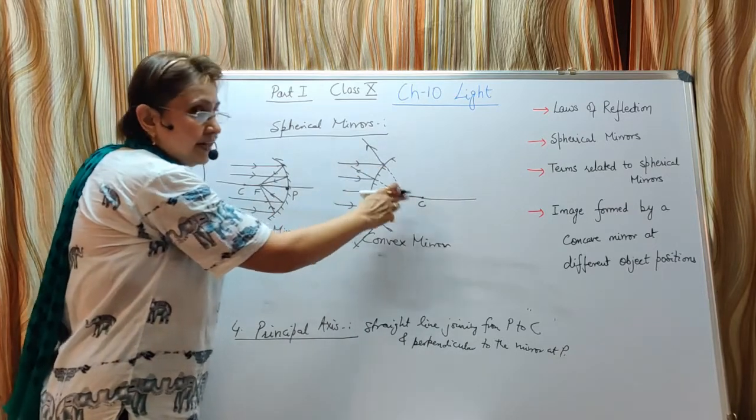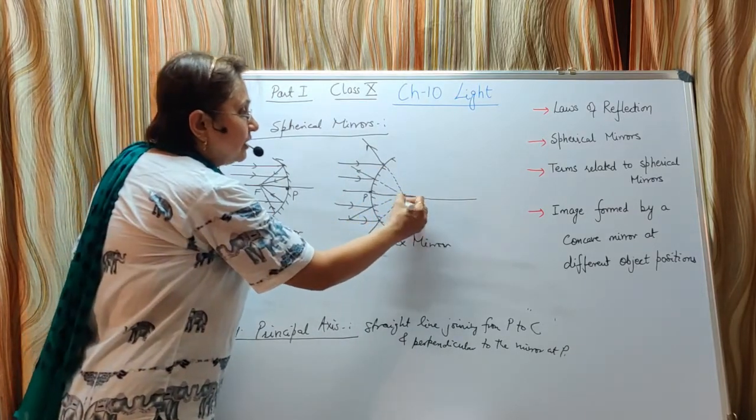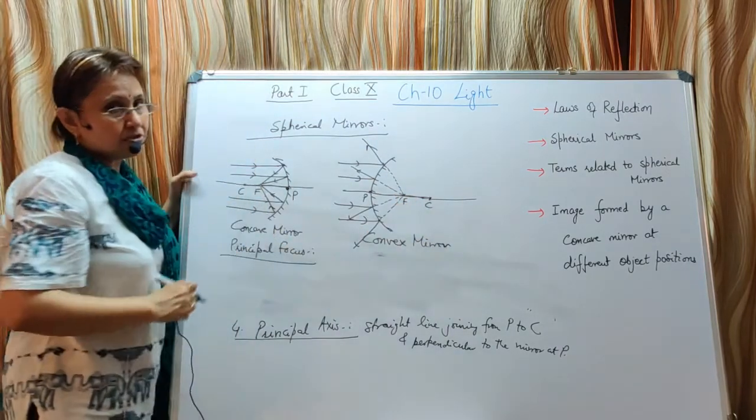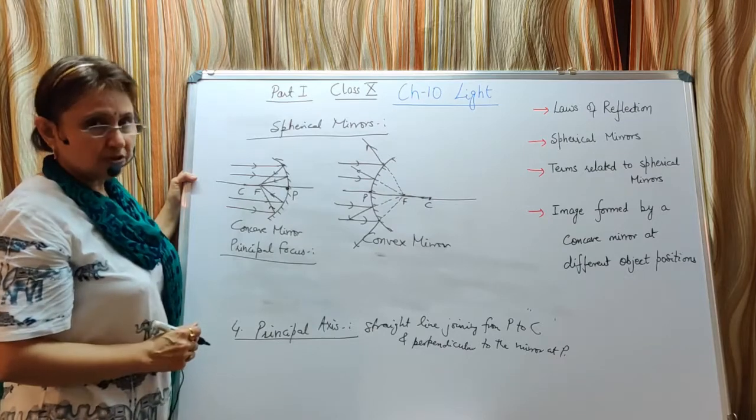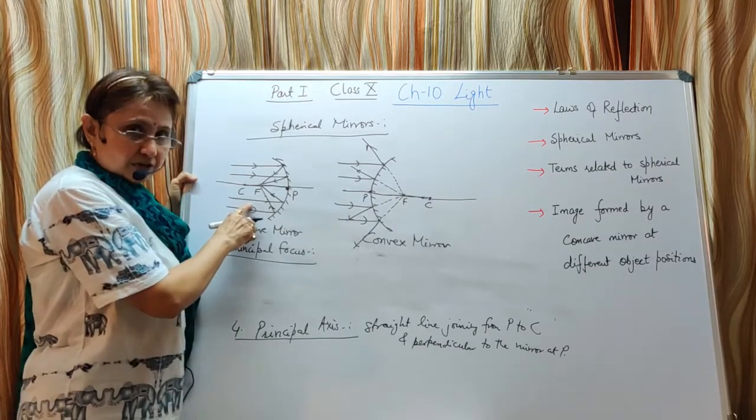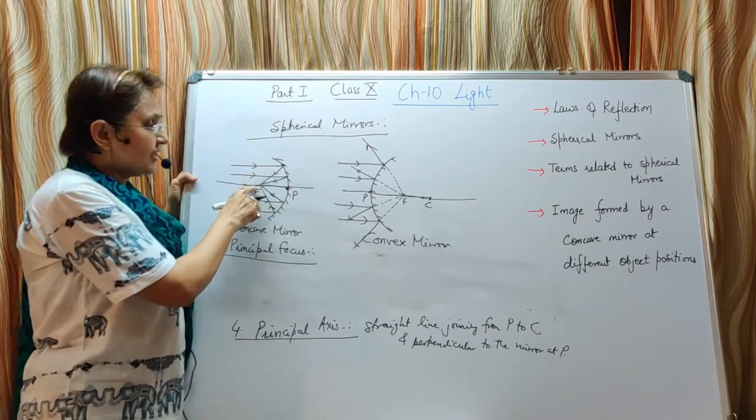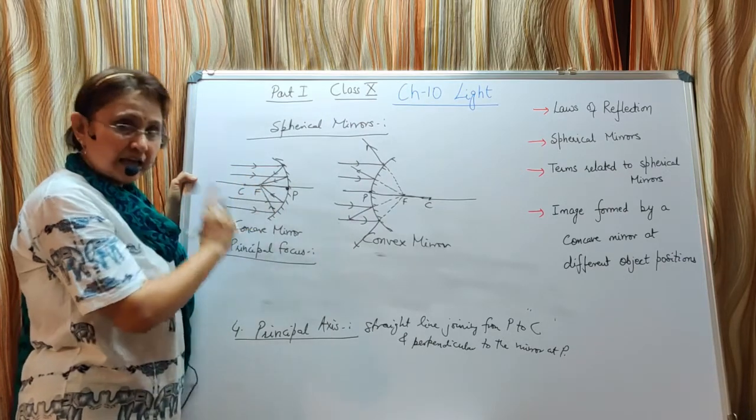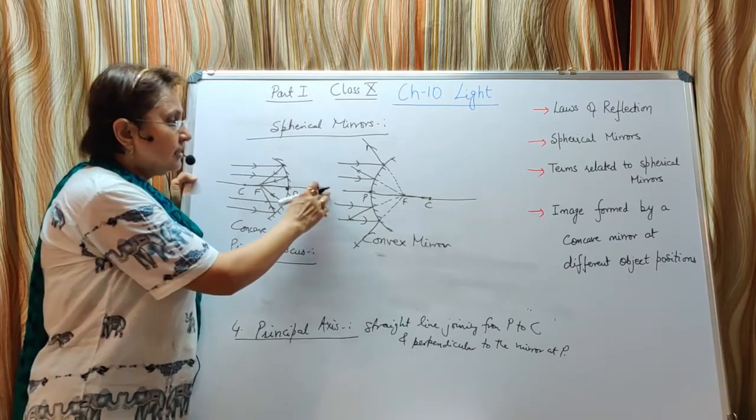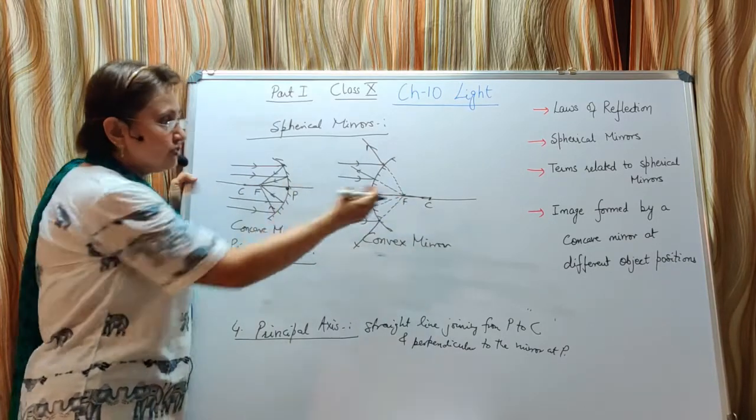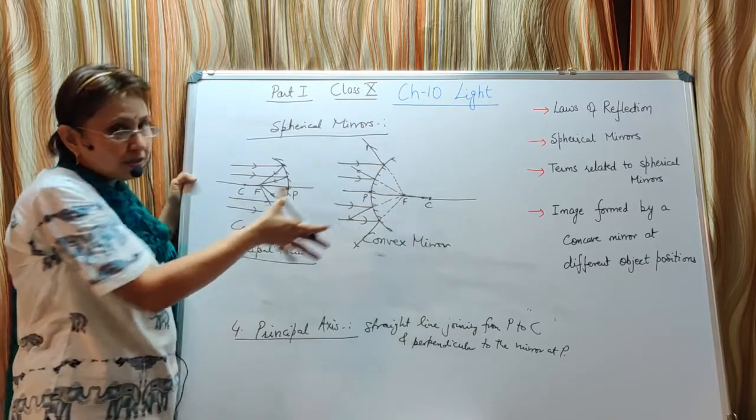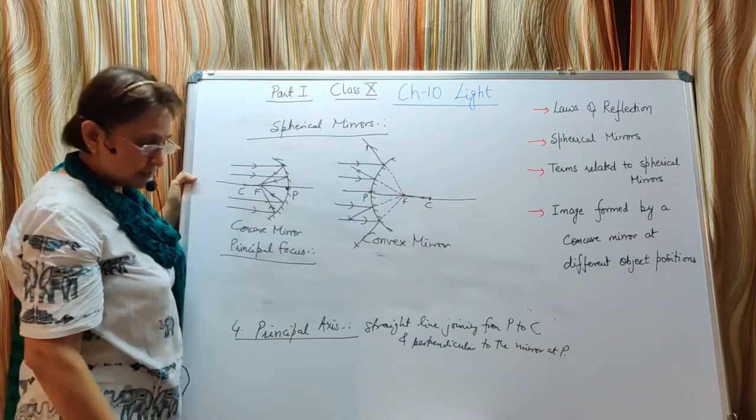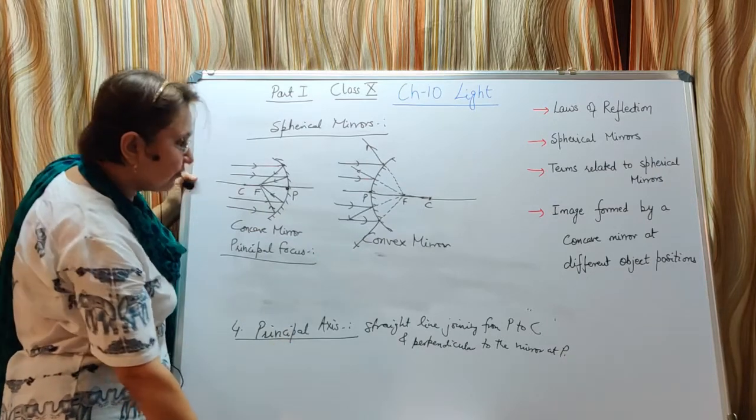When they are extended backwards, they appear to meet at a point on the principal axis. This point is called the principal focus of the convex mirror. In case of a concave mirror, after reflection, this parallel beam of incident rays actually meet, whereas here they appear to diverge from a point. It is appearing as if all the rays are diverging from this point. So this point which is lying on the principal axis is called the principal focus.